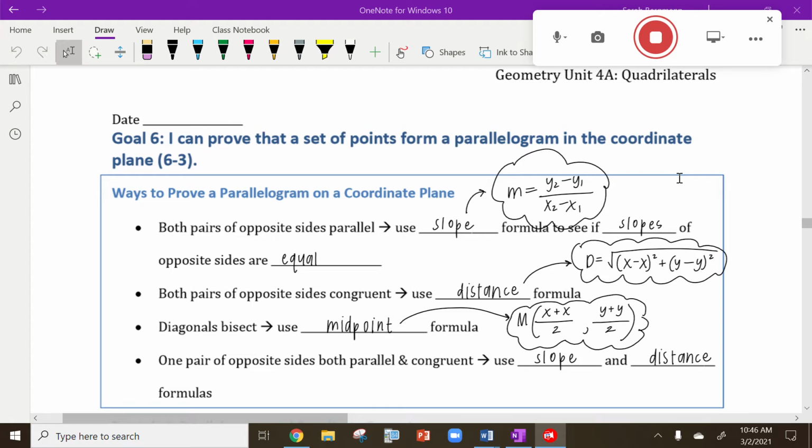Welcome back, everyone. Today we will be learning about proving that a set of points form a parallelogram. This time we are looking at these in the coordinate plane. So let me go over each of the properties or ways to tell whether a quadrilateral is a parallelogram, and we will see how we can do this in the coordinate plane.